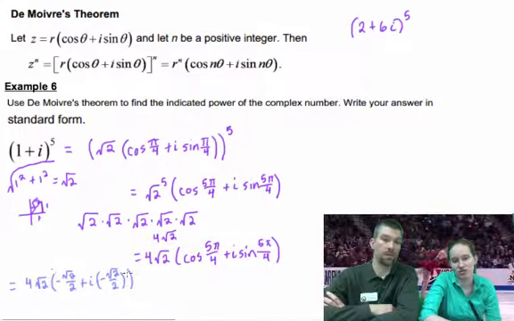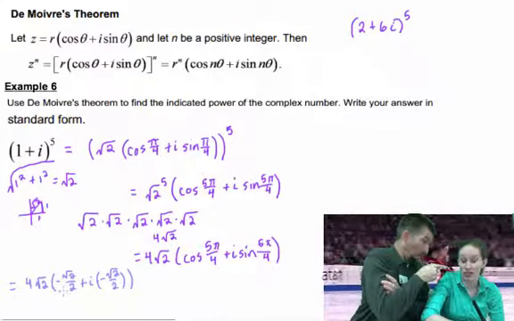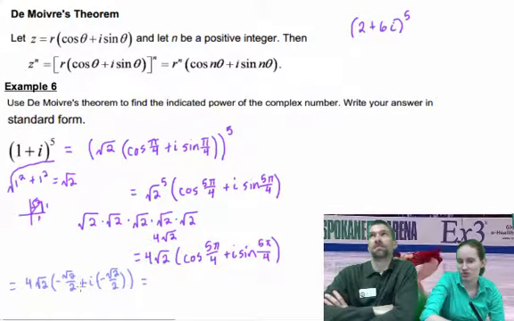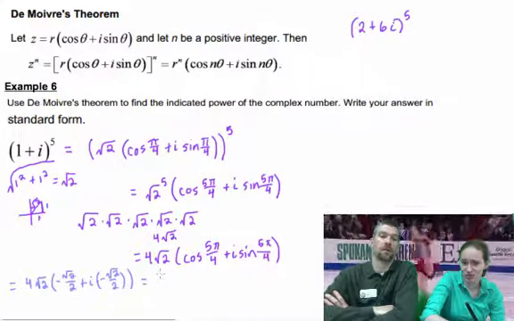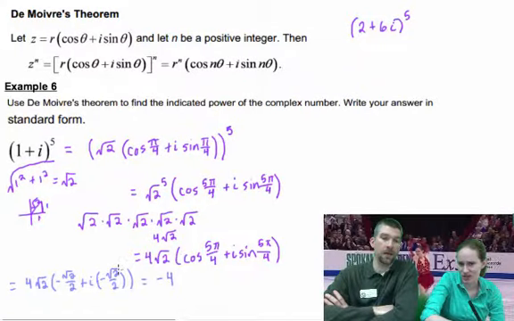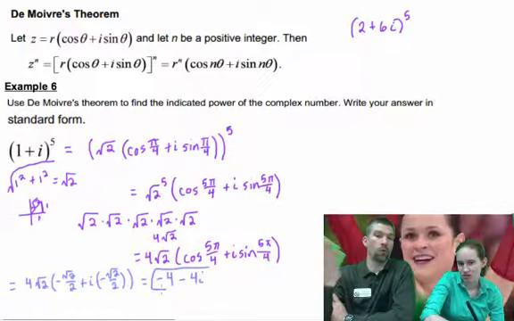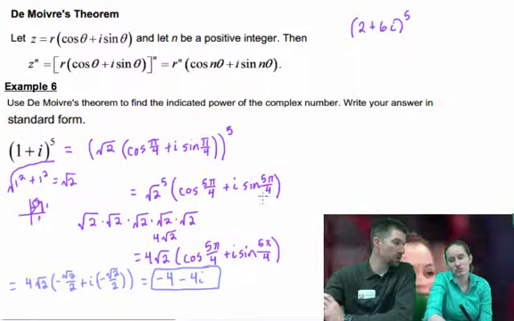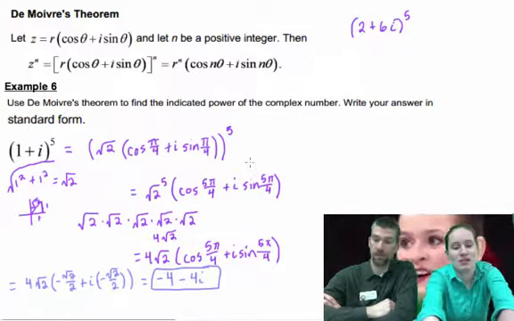So we have to distribute 4 square roots of 2 to both of these. Square root of 2 times the square root of 2 is 2. And 4 over 2 is... no, it's 2. So that's 2 times 2, which is 4. That's negative 4, minus 4i. So look, we could have done 1 plus i all the way out 5 times, or bam, switcheroo, bam, done. That's what it is.